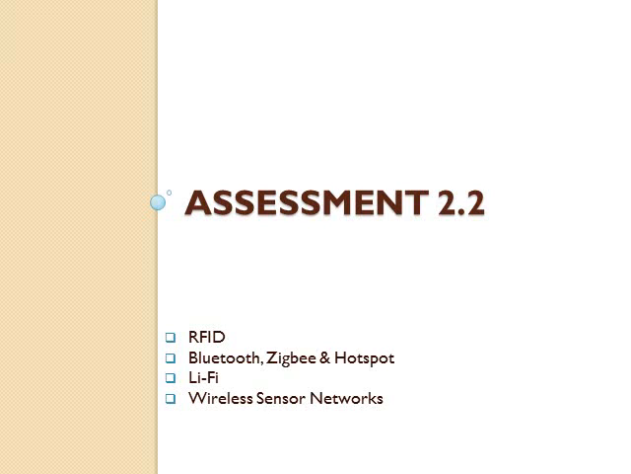Now we are moving to the next part of the assignment, that is assessment 2.2, which covers topics such as radio frequency identification, Bluetooth, Zigbee and hotspot-like applications, Light Fidelity, the latest one, and then wireless sensor networks. So all these applications of wireless communication will be covered in this part.